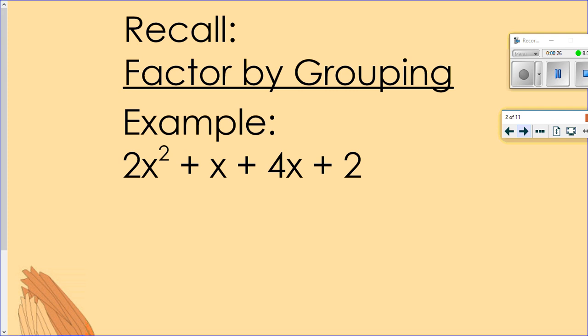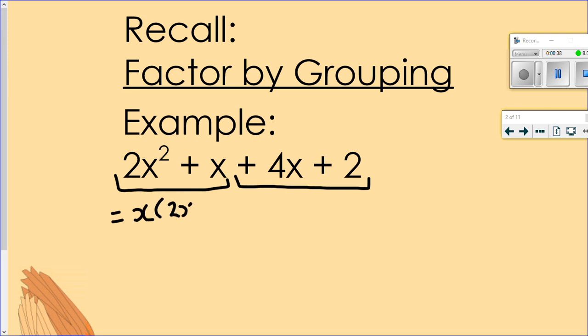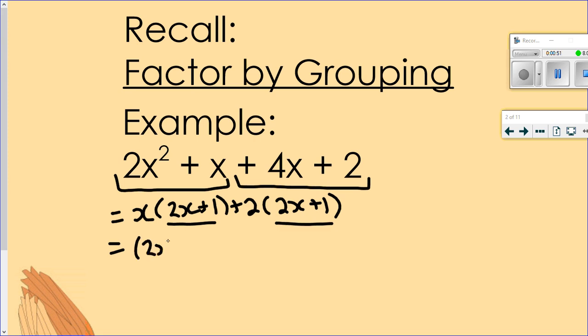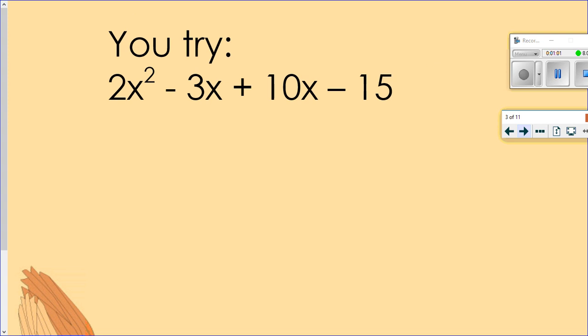So first things first, let's look at factor by grouping. Factor by grouping means we're going to break the equation up into two pieces. We're going to factor the first part, and then we're going to turn around and factor the second part. These two terms match, so they make up my first brackets, and we're done. Give it a shot.